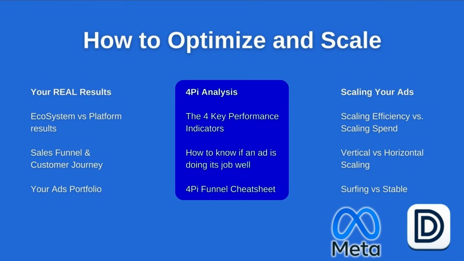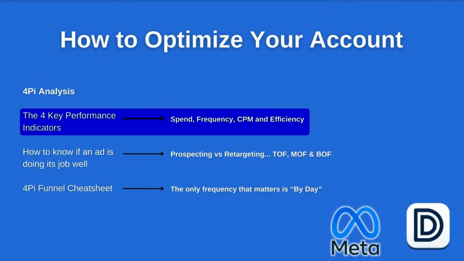So now let's get into the 4PI analysis. These are the 4 key performance indicators that'll let you know how the platform is using your ad. The 4 metrics that'll tell you everything you need to know are simple. Spend. Did my ad earn spend? Frequency. What is the frequency every single day? I don't care about the frequency over a week. I don't care about the frequency over a month. We care every single day. And an easy way to look at this is a frequency of 1.1 means 10% of people saw your ad twice. A frequency of 1.9 means 90% of people saw your ad twice.